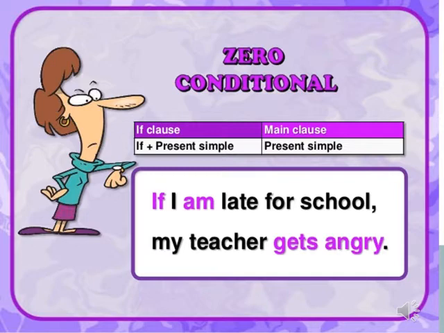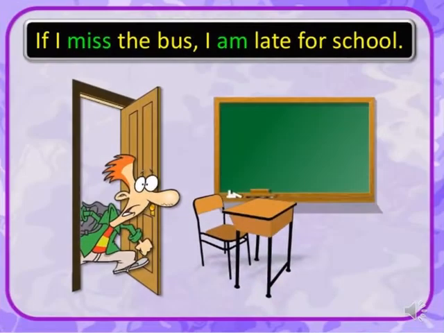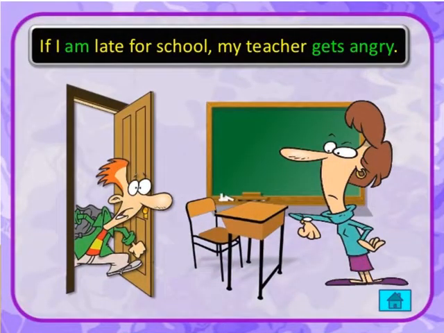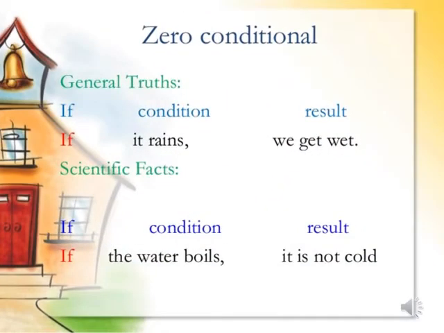Example, if I am late for school, my teacher gets angry. If I miss the bus, I am late for school. We use the 0 conditional for general truths. If, condition, and result. So we have if, the condition, it rains, result, we get wet.